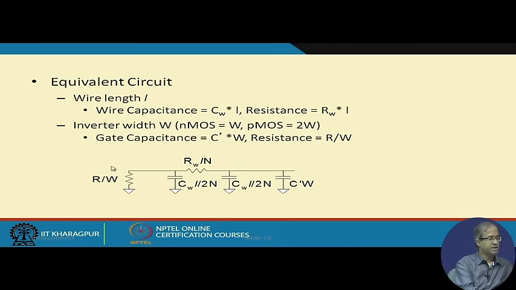So, in the equivalent circuit for the whole wire, the wire capacitance will be Cw into the whole length, resistance will be Rw into the whole length. So, the equivalent circuit will look like this. In the driving circuit it will be R by W, the inverter, the capacitive load Cw, and here for the RC delay, for each segment it will be Rw by n, and Cw L by 2n, Cw L by 2n.